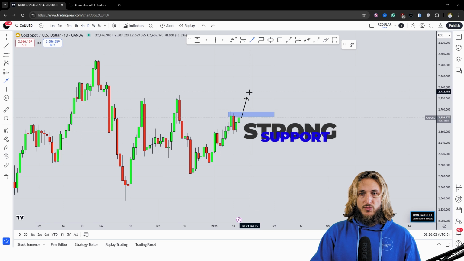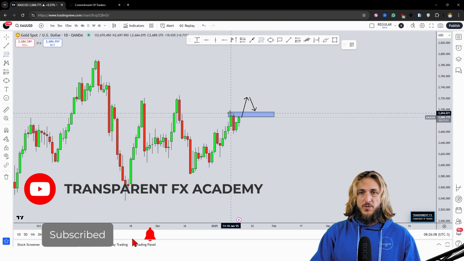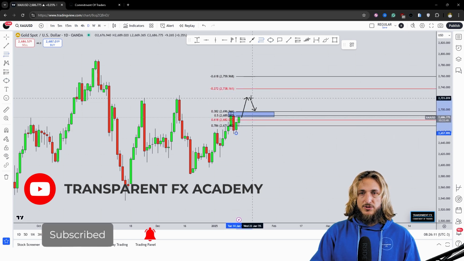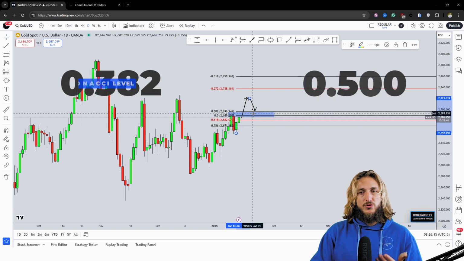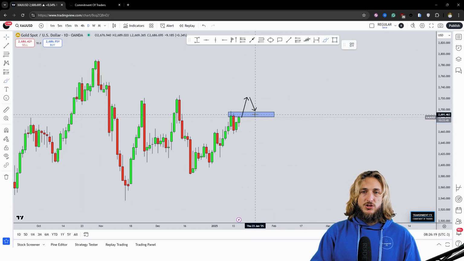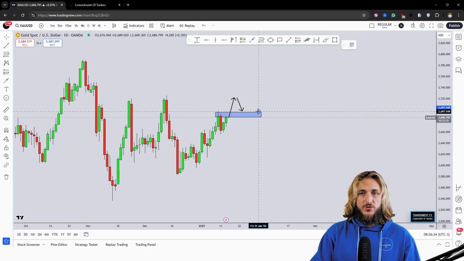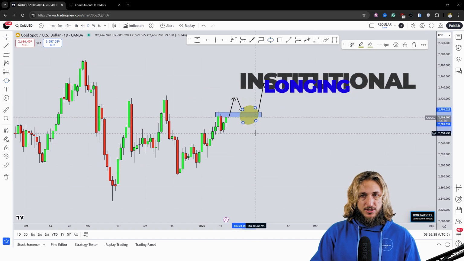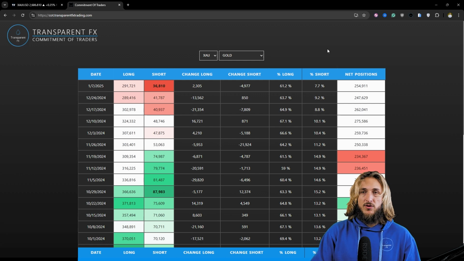So if we do get this break and the retest of the previous resistance turned support, here we would have confluence of support, because we would have the previous resistance turned support and also the Fibonacci taken from the low to the high of the impulse leg, aligning with the 0.382 or 50% retracement, which at that point would essentially create a confluence of support zone. And when there is a confluence of support zone, there is an increased probability of seeing more institutional longing, especially if institutions are already longing, as we can see from the data.